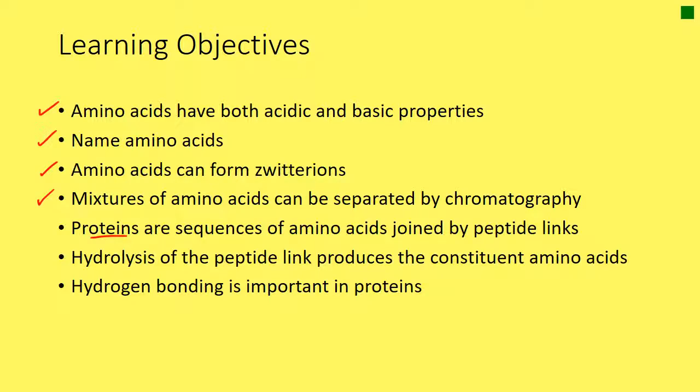So very quickly, let's see what we are to do next. We have done amphoteric, we've done naming, we've done zwitterions, we've done identifying and separating them with chromatography. Now we move on to proteins. So we're going to have a look at proteins and how we make proteins up from amino acids.